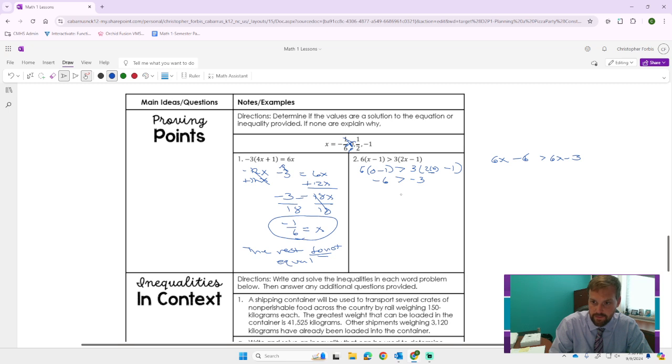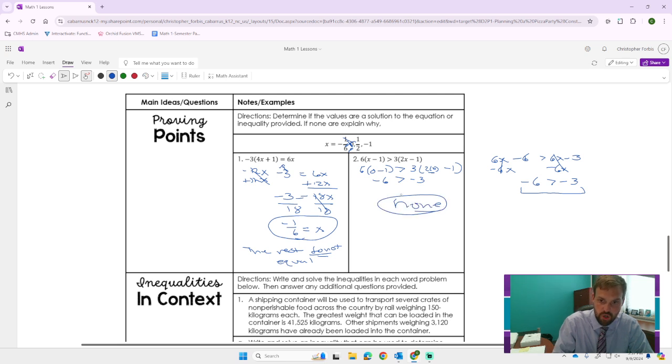And then I get minus 6x, minus 6x. I get negative 6 is greater than negative 3. Oh, so that's interesting. Because the x's cancel out, I've pretty much proven that since this statement's not true, it doesn't matter what value I plug in for x, the x's will always cancel. So none of the values work.